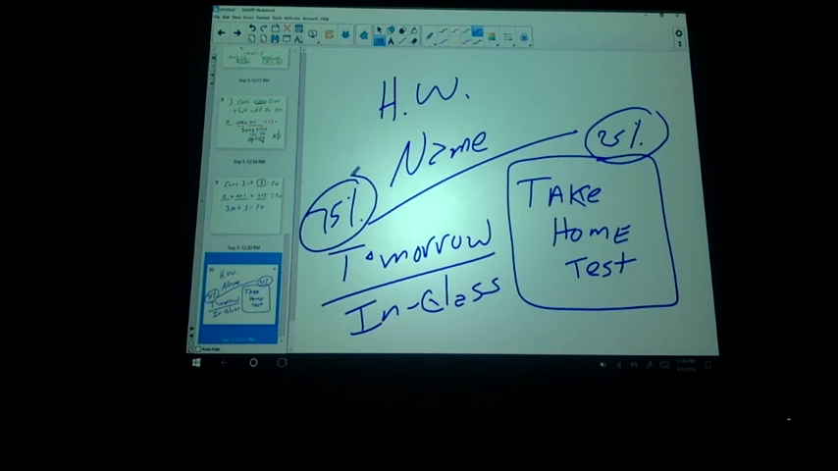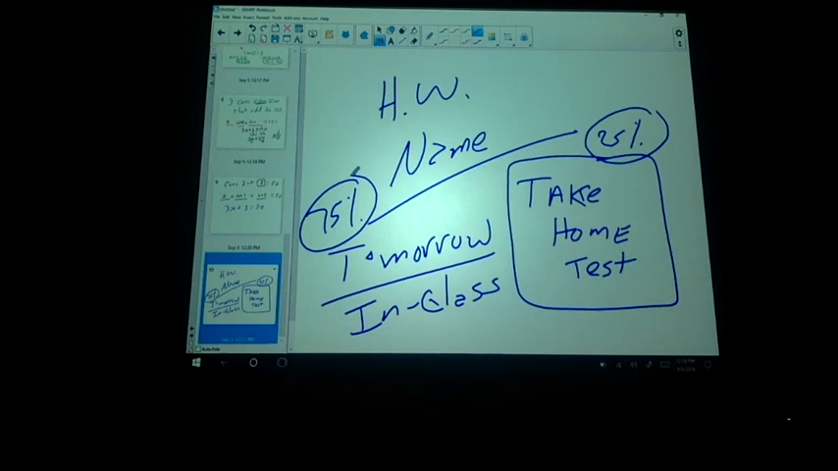Will there be take-home tests for all of our units? Pretty much all, yeah. What about like our finals? The final, you'll have a review packet, and then we will have something else. Then the final will be sheets of paper.